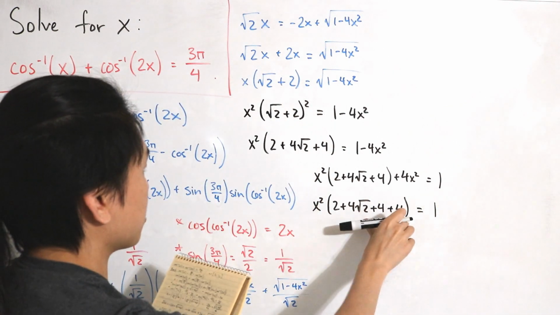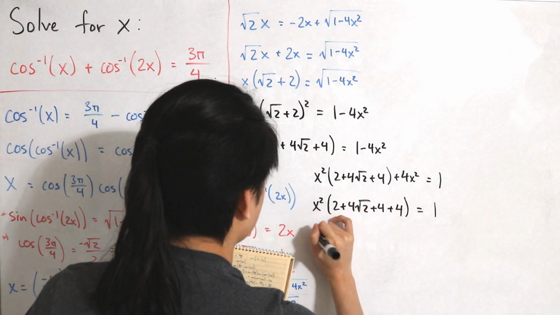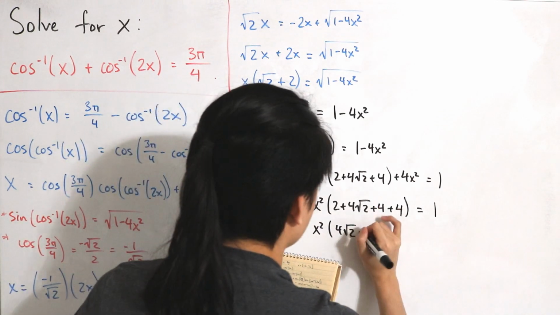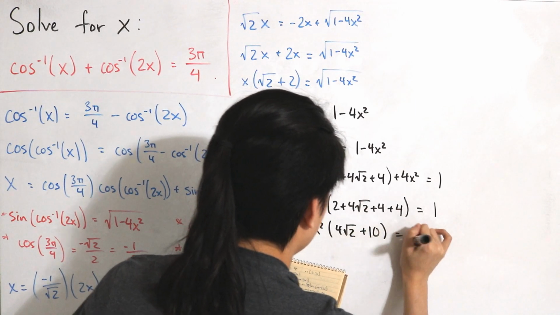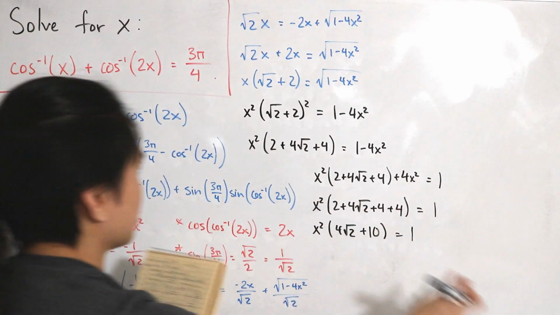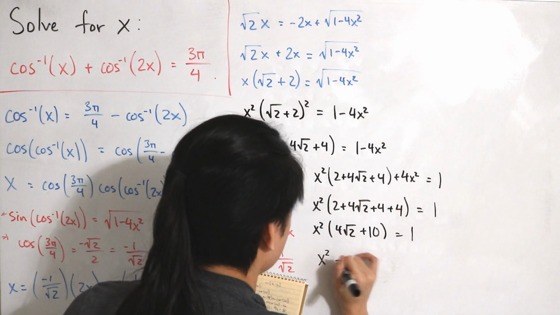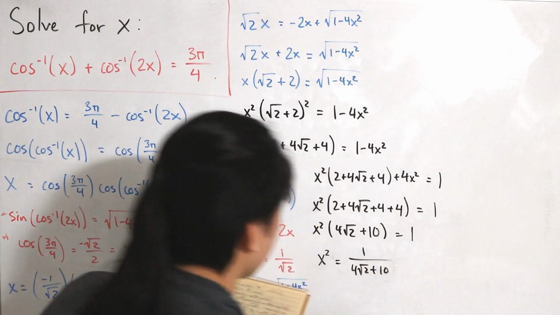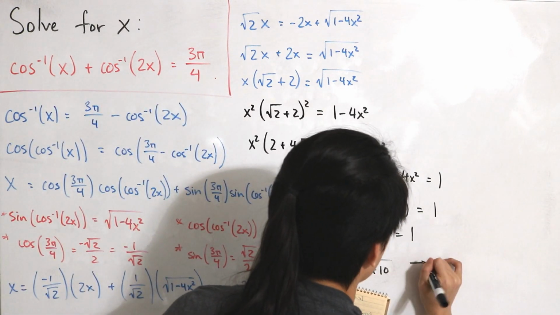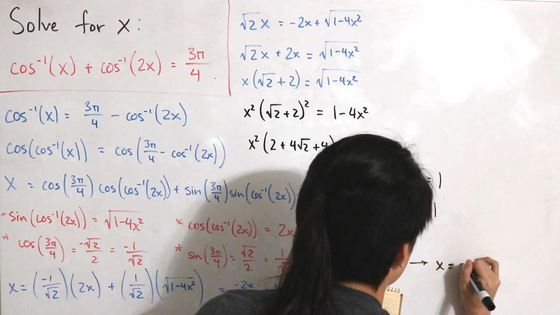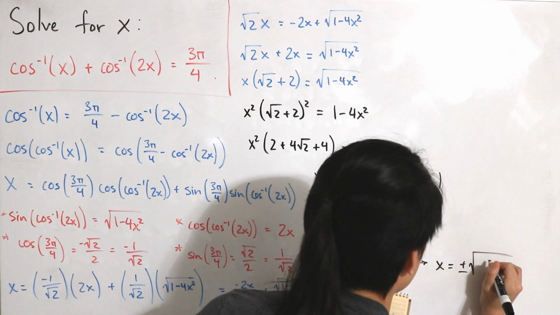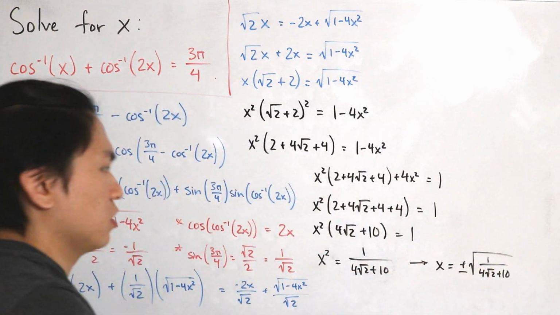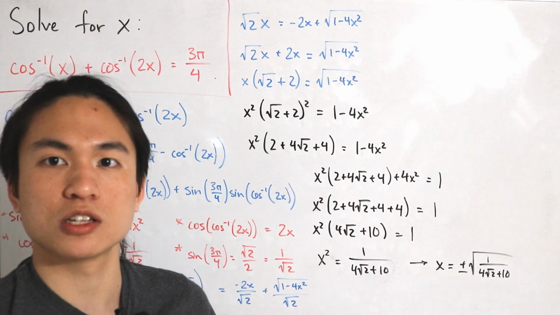If we just add this entire thing in that parentheses, this is just going to give us 4 times the square root of 2, 2 plus 4, 6 plus 4, 10, and then equal to 1. Then I can just divide both sides since it's just a constant. So x squared is equal to 1 divided by 4 times the square root of 2 plus 10. Take the square root of both sides, and so we end up with 2 values. x is going to equal plus or minus the square root of 1 divided by 4 times square root of 2 plus 10. So as I said before, we have 2 solutions, but only one of them works.